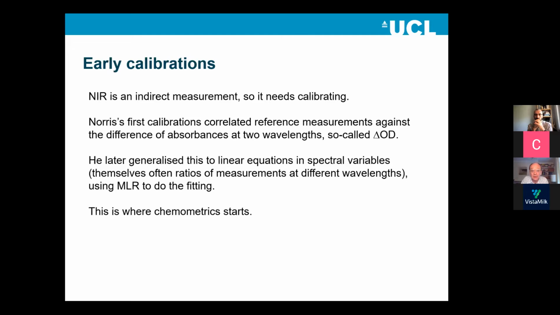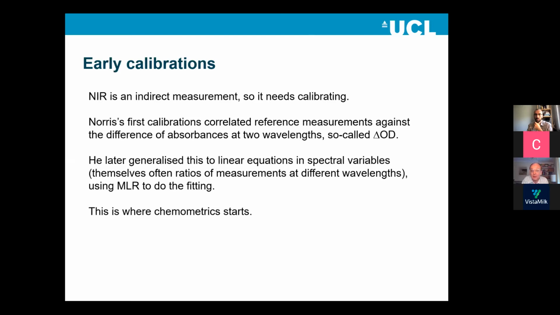When he started doing more complicated things, things with smaller peaks, things with peaks that are more overlapped by other things, then he generalized that to linear equations with several terms, or with one term, but with one term which was a more complicated function of the spectral data. And when he got several terms, he used multiple linear regression, MLR, to do the fitting. And basically that's where chemometrics starts.